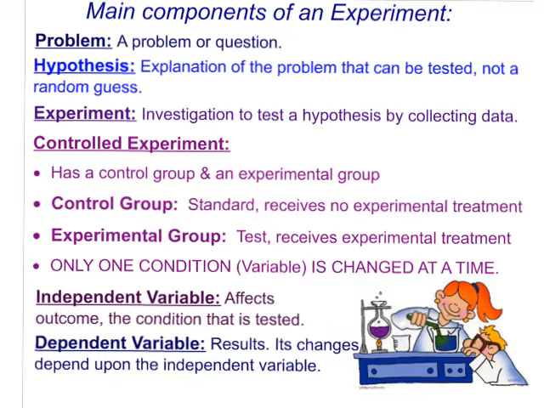So I know it's hard just to understand that abstractly, but we have independent variables and dependent variables. So you might ask, what are those? Well, the independent variable affects the outcome. It's the condition that is tested, whereas the dependent variable is the result. It's dependent upon the independent variable. It changes depending upon the independent variable that we've changed. So let's give some examples to help put some ideas to this.